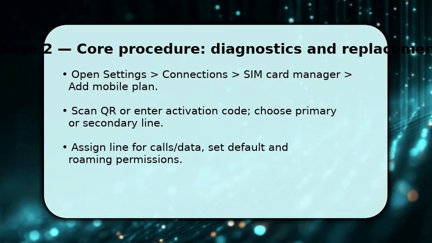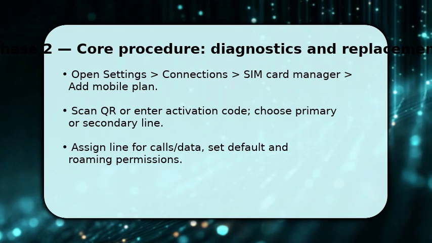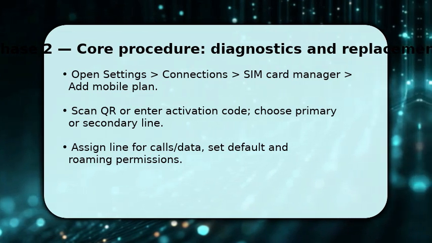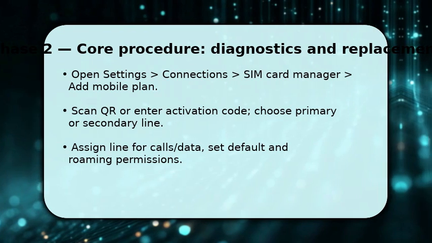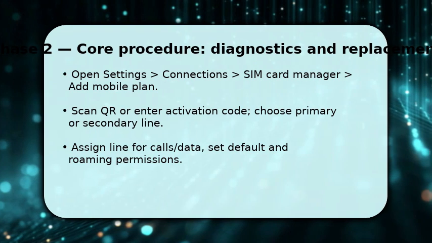You now install the eSIM. Open Settings, go to Connections, then SIM Card Manager, and tap Add Mobile Plan. Use the camera to scan the carrier QR or enter the activation code manually. The phone will validate and download the profile.